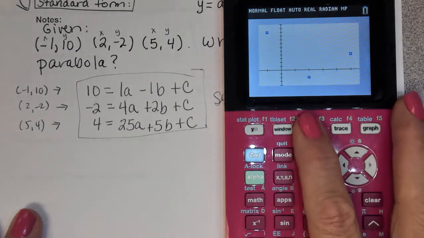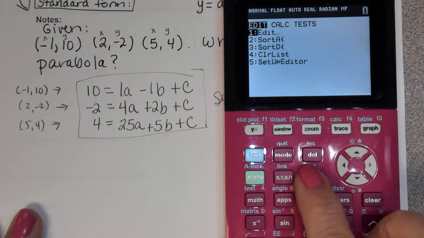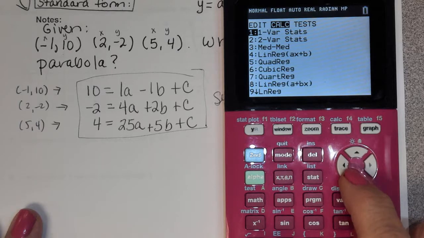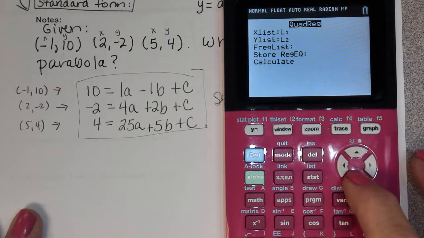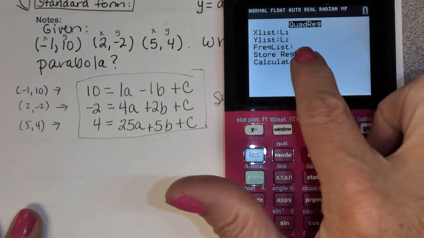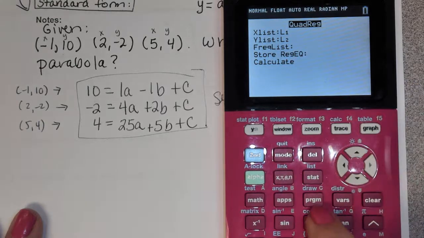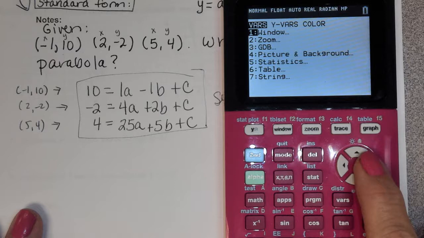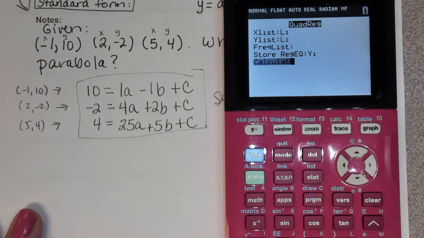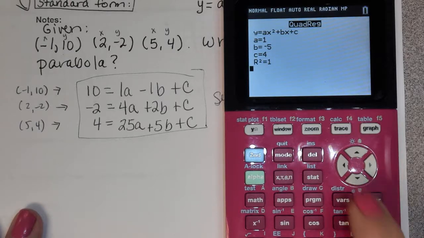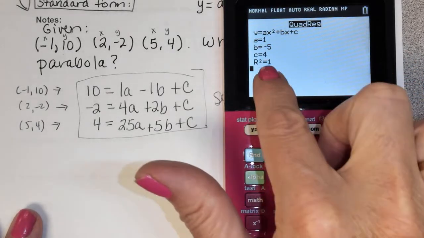Here's what I would have to do. I'd go to Stat. Now where? Calc. Which one? Quadratic, because we were told it's a parabola. Push Enter. I'm going to tell it to store it for me. Do you remember where to go for this? Vars. Now where? Y vars. Function. Enter. And now I'm going to say calculate. And it tells me this would be the equation.